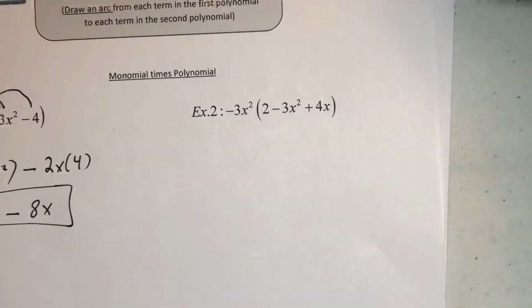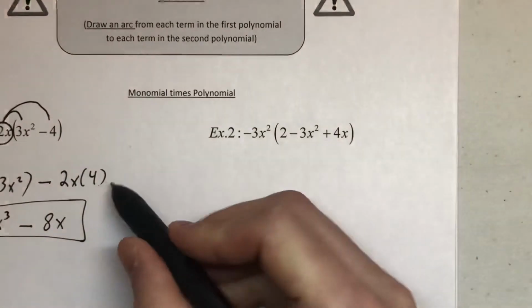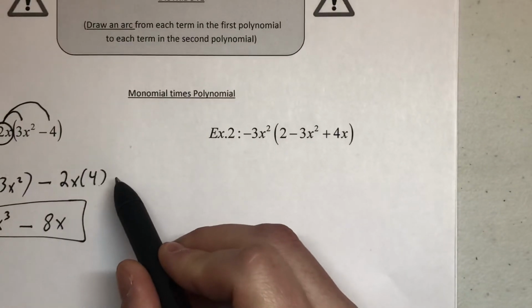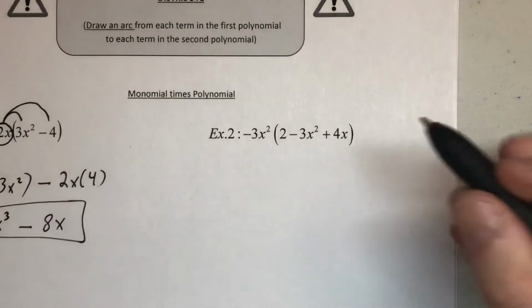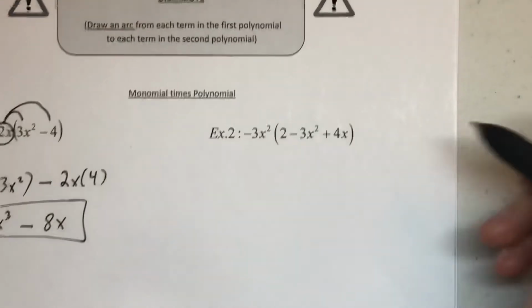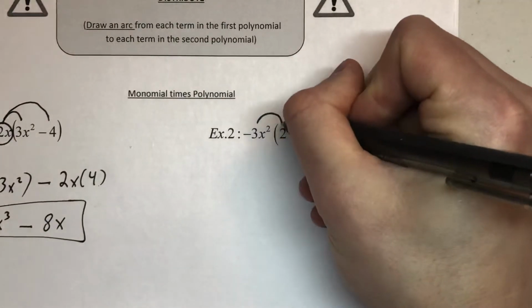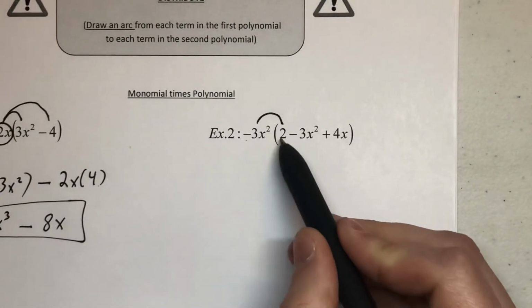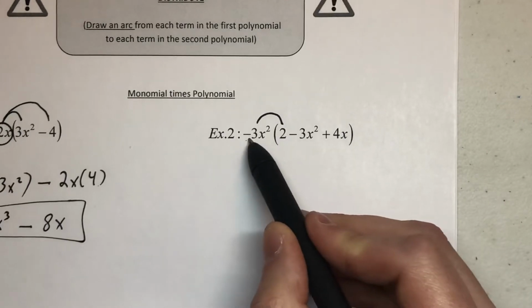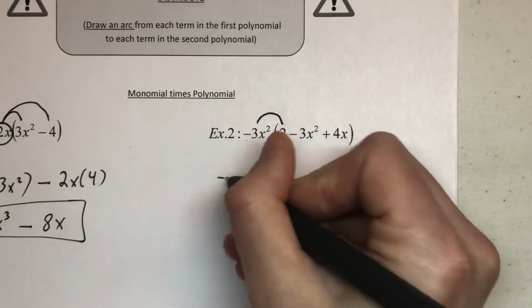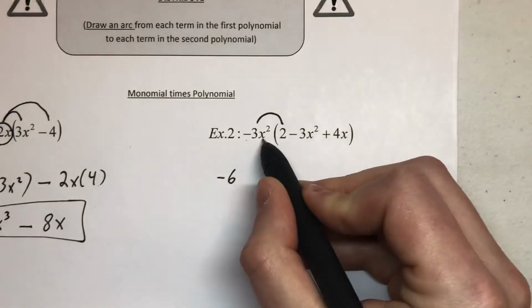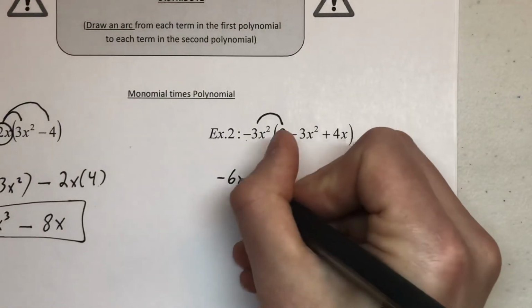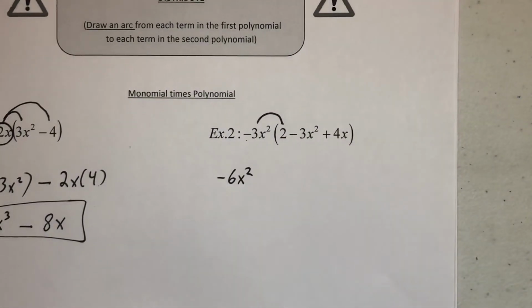All right, same thing for the next one, except I'm not going to write out that second step because it can almost get confusing potentially with all the minus signs especially. I'm just going to draw one arc at a time and do it one term at a time. I'll draw this first arc. This is negative 3x squared times 2. Well, negative 3 times positive 2 is a negative 6. The x squared, and there's no other x squareds, so just x squared.